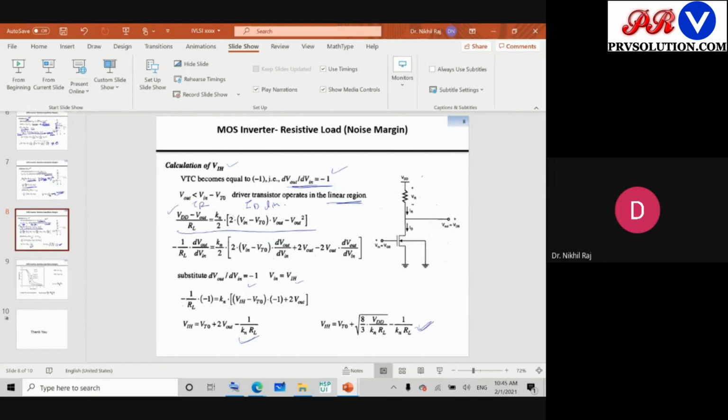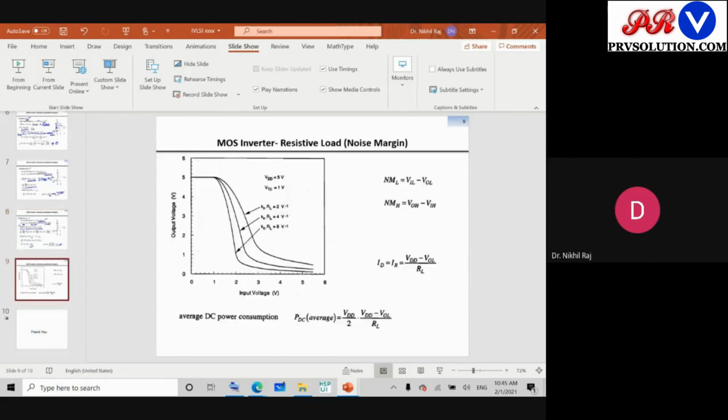When we are doing the analysis, again we are looking for the type of circuit. According to the type of circuit, we see what type of configurations can be there. So coming to the noise margin. This is the noise margin curve for the resistive load inverter. VOH will always equal VDD. That is VOH. And what about VOL?